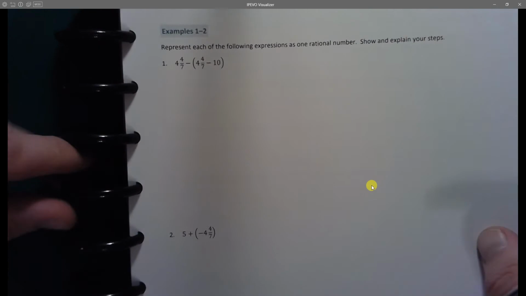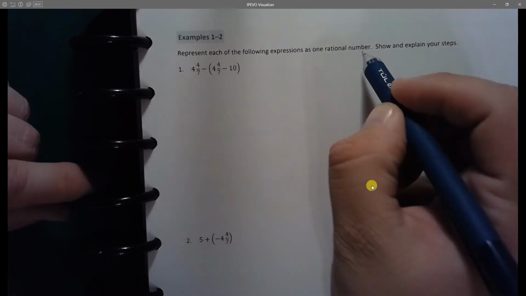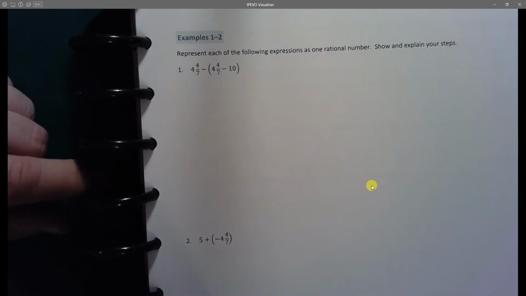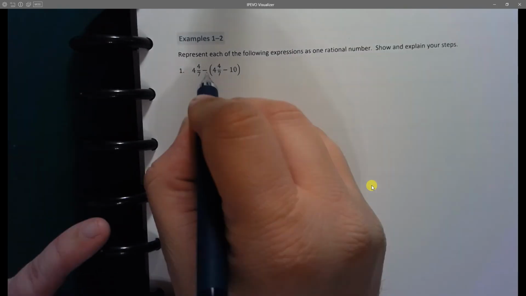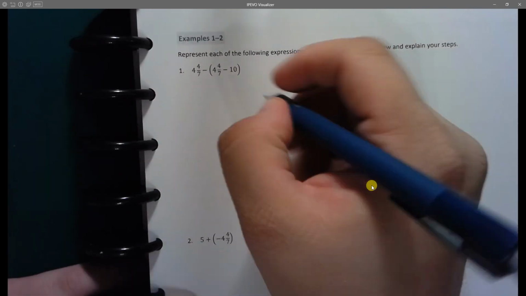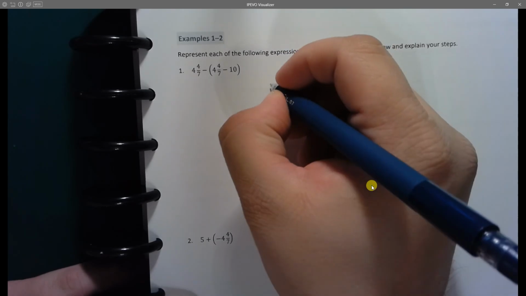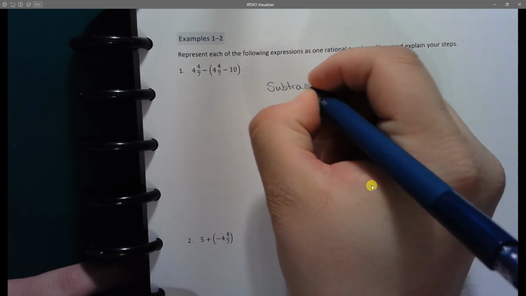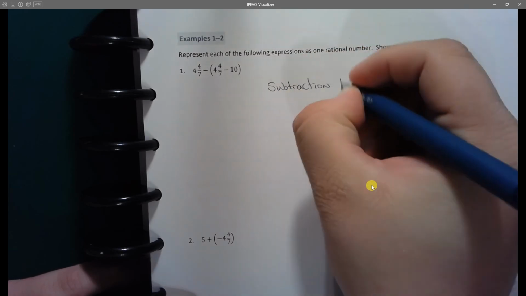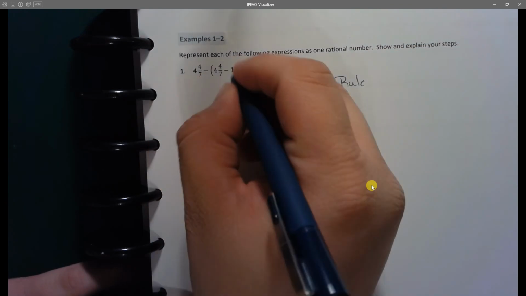All right, so let's continue on here. So represent each of the following expressions as one rational number. Show and explain your steps. Okay, I like this problem. So the first thing I'm going to do is I'm going to use, not the distributive property, the subtraction rule. Okay, I'm going to use the subtraction rule here because I want to take this negative, the subtraction sign, and change things.